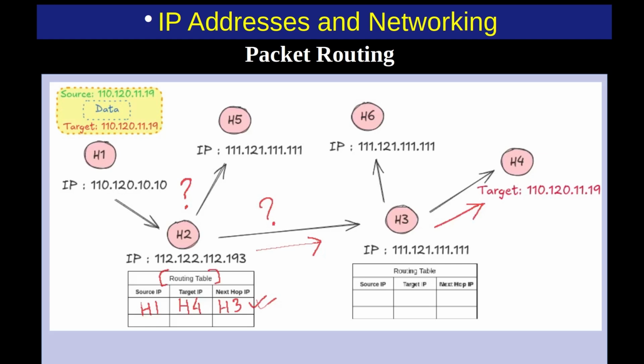Again, H3 repeats the same steps and looks at the target IP of the packet and finds the right host to route the packet to. In this case, it's H4. This completes the one-way packet movement. Similarly, for the response data packet, the source address is replaced by the target address and vice versa.